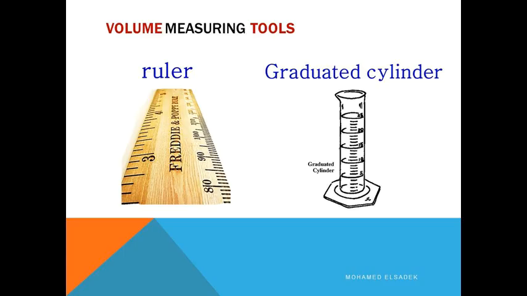And the second measuring tool is the ruler. Number one, graduated cylinder. It measures the volumes of liquids only. What about liquids? Water, oil, juice.